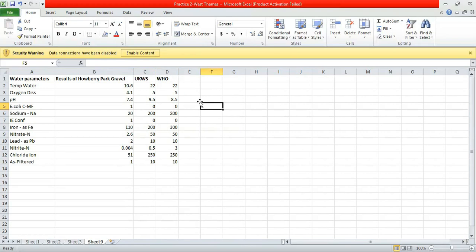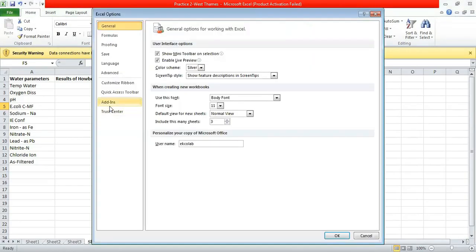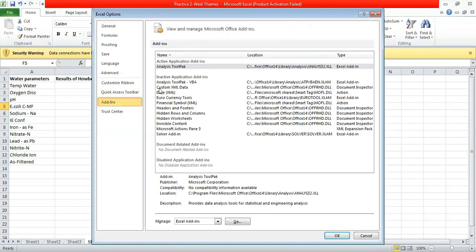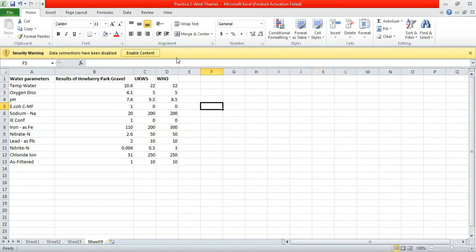So how do we get our data analysis tool pack in Excel? It's very easy. You go to File, and then you come to Options, and then you go to Add-ins, and then you will see Analysis Tool Pack. You click on it, and then you come down and click on Go, and then you select the Analysis Tool Pack box, and then you click OK. And so it'll be easy.